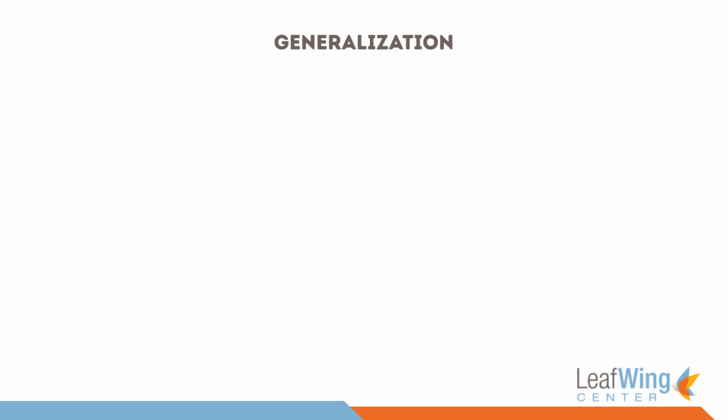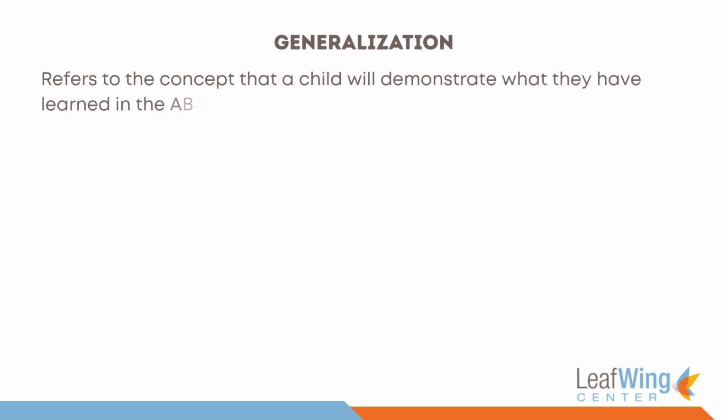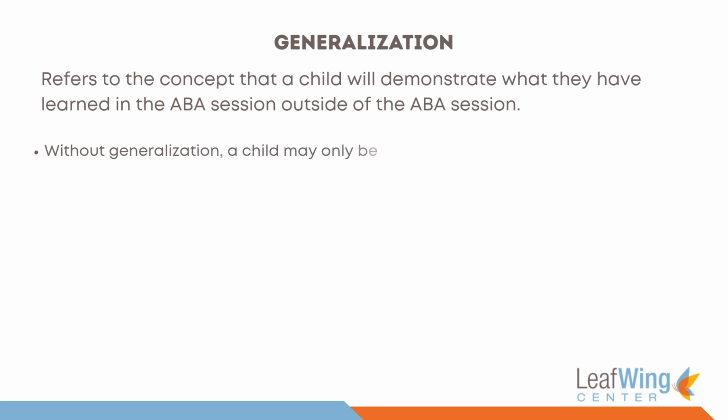Generalization is also a key component of an effective ABA program. Generalization refers to the concept that a child will demonstrate what they have learned in the ABA session outside of the ABA session, what they have learned to demonstrate with their ABA teacher, with other people in their environment, and what they have learned to do using simple and concise language to more complex language. Without generalization, a child may only be able to demonstrate a skill with a specific person at a specific place.